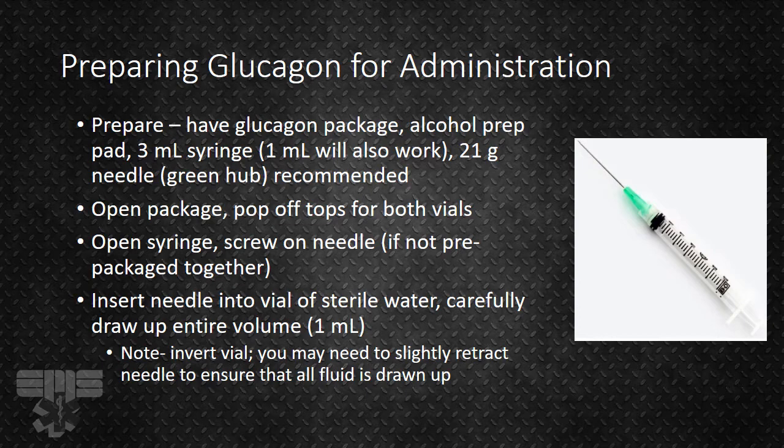Open the syringe. If need be, screw on the needle. Insert the needle into the vial of sterile water and carefully draw up the entire volume, which is 1 milliliter. You should invert the vial, and you may need to retract the needle slightly to ensure that all the fluid is drawn up.